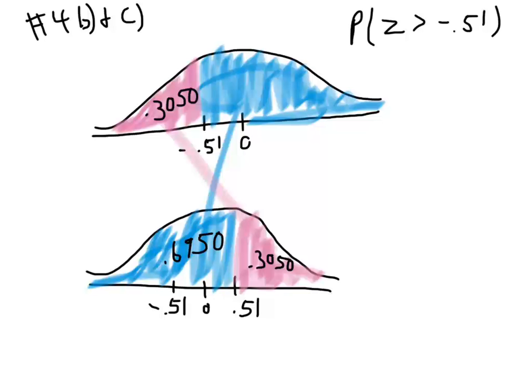Alright, so now 0.3050 is that area right there. And so we can use its complement. We know that 0.6950 is the area to the right of negative 0.51. If you'll notice, Part C asks, what is the probability that z is less than positive 0.51? It's the same answer. It's this blue area right here.